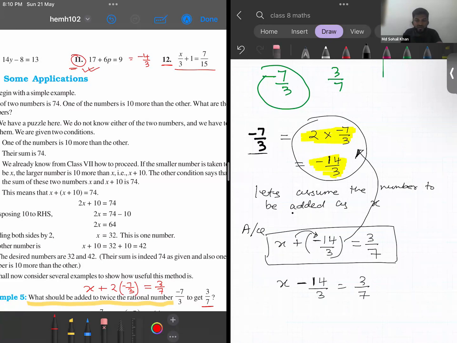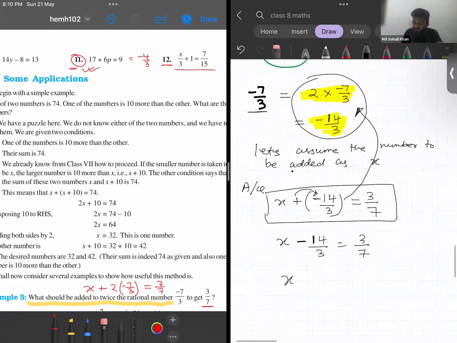Now it has become very easy. We can solve them. So transposing minus 14 upon 3 on the right side, it will be in addition with 3 upon 7. That is 14 upon 3. Take the LCM of 7 and 3. 7 and 3 is LCM. Okay, sir. Three threes are three. 21. 21. Okay. So numerator here is going to be 9 and here it is going to be 98, right?